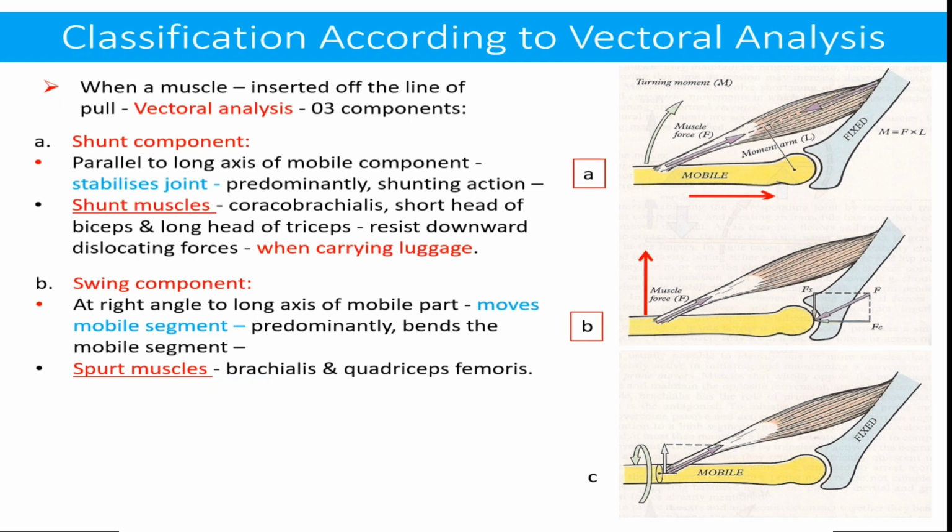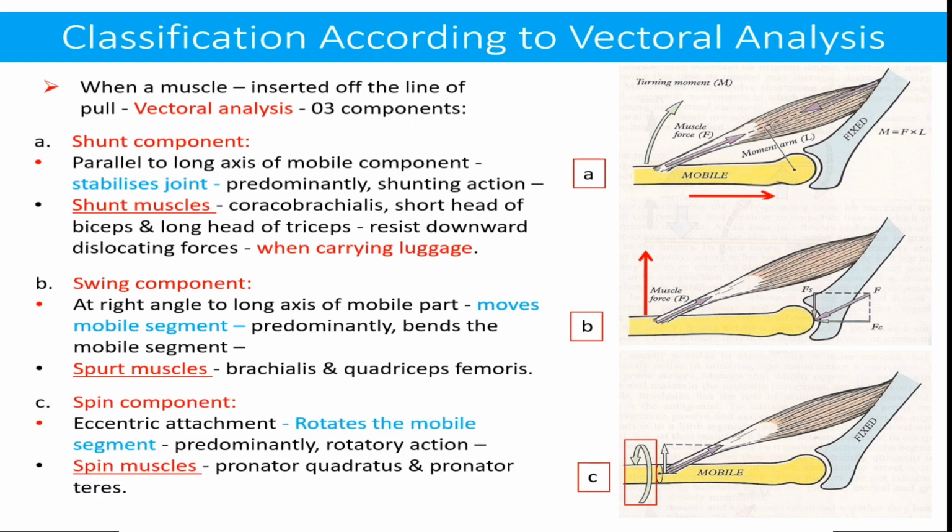The second component is swing component. This component acts at right angle to the long axis of the mobile component. Hence, this is the main force which moves the mobile segment. Hence, it predominantly bends the mobile segment, and the muscles which have predominantly bending action of the mobile segment are named as spurt muscles, represented by brachialis and quadriceps femoris.